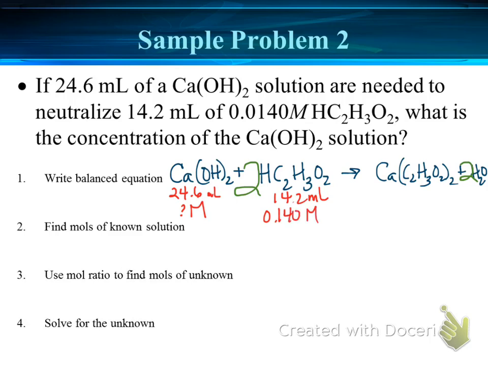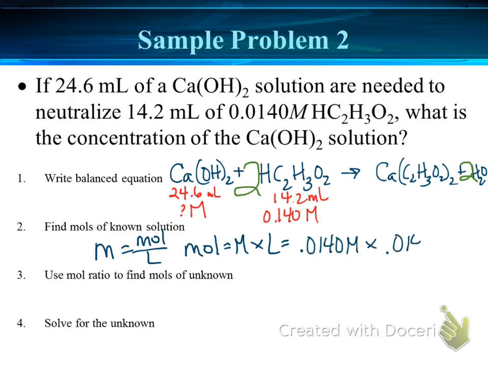So remember, the moles of known solution is the one that you know the most information about. I know the most information about acetic acid, so for acetic acid I'm going to find moles of my known. Molarity equals moles over liters, so moles equals molarity times liters. In this case, I have 0.0140 molar times 0.0142 liters. Remember, I've converted milliliters to liters, and I get a complicated looking number, 1.988 times 10 to the minus fourth moles. Very, very small number of moles.